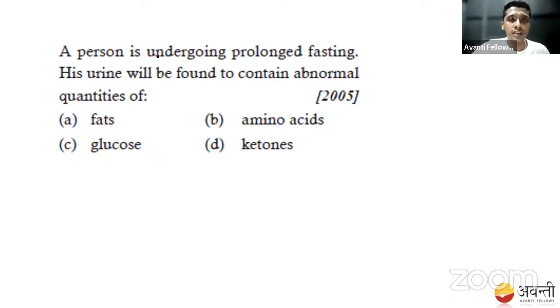A person is undergoing prolonged fasting. His urine will be found to contain abnormal quantities of. We have the options: fats, amino acids, glucose, and ketones. I will launch a poll for you now. You can answer through the poll.